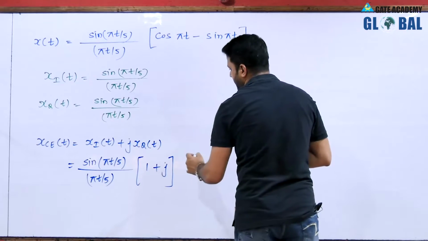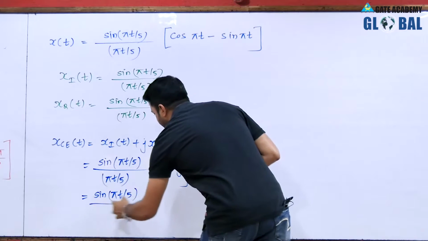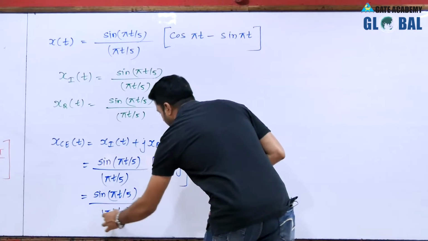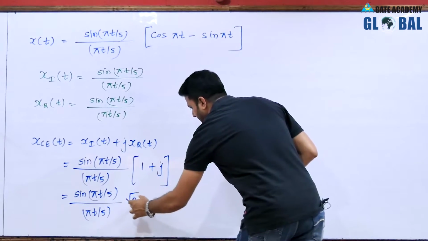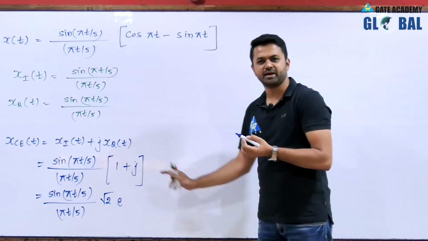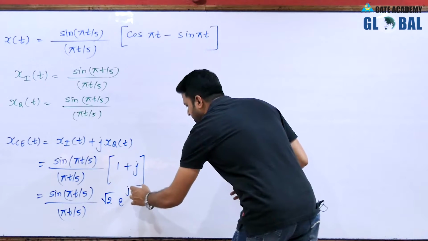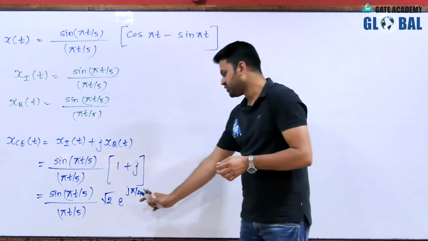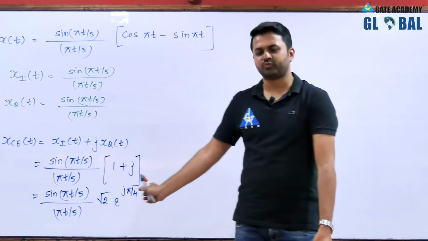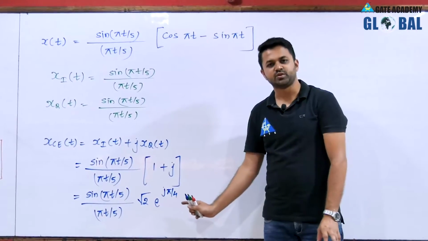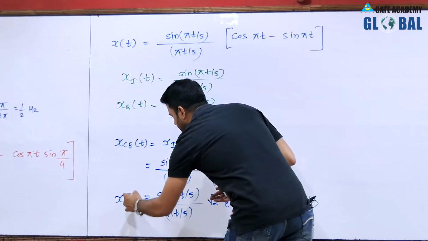and in polar form it is equal to sin pi t by 5 divided by pi t by 5, and when we take the magnitude in polar form, this is magnitude and phase, imaginary part divided by real part, both having coefficient 1, that means tan inverse 1, which is 45, so e to the power j pi by 4. So root 2 is the magnitude and pi by 4 is the angle, and this Cartesian form can be written in this polar form, that is magnitude e to the power j into angle. So root 2 e to the power j pi by 4, and this is our final answer. This is the complex envelope.